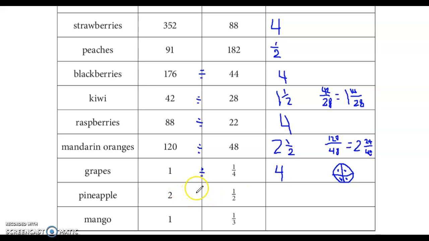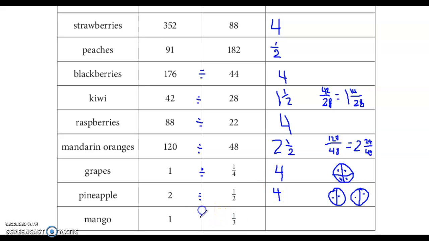For pineapple, 2 divided by 1/2. So this one is going to be represented as 2. And the reason I'm drawing pictures for these is because you're dividing them by fractions, and it's easier to see this when you have a picture. So I've got 2 here. I'm going to divide them into halves, and then I'm going to count how many halves there are. So there's 1, 2, 3, and 4. So the final answer is 4.